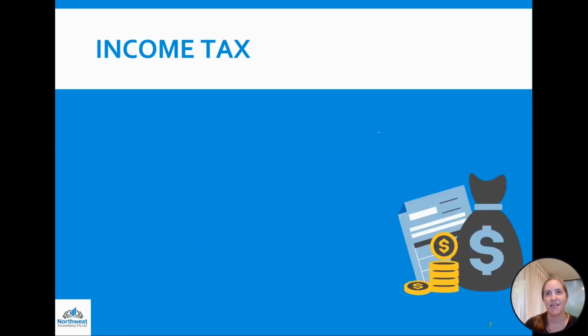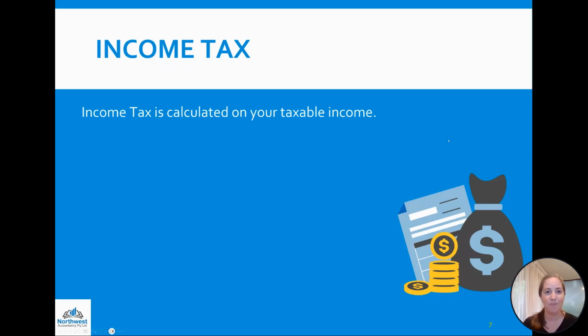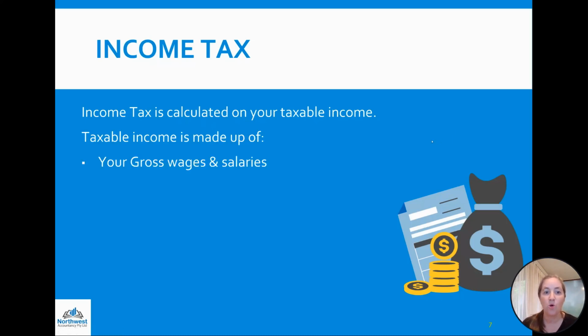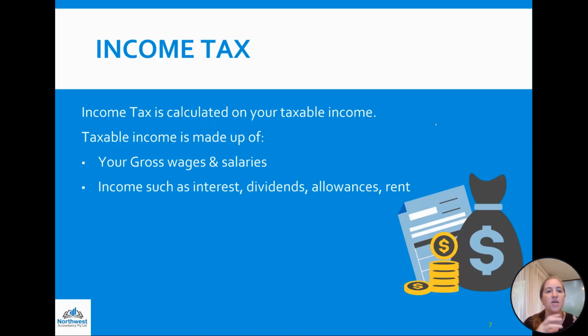Awesome, let's get started. So, income tax. Now, income tax is calculated on your taxable income. Now, that sounds really simple, but it can be a bit of a formula. So taxable income is made up of your gross wages and salaries. So if you're an employee, then you're probably getting a pay slip, and the gross, and I will explain this in a slide further on, your gross wages and salaries. So it's not the amount that hits your bank account. Any other income, so we add your gross wages or salaries to any other income. So interest, dividends, allowances, rent, anything else that you're earning goes on top of your gross wages.